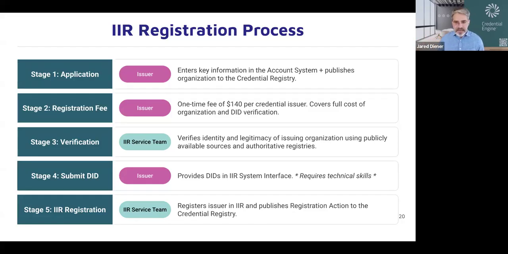And I'd also like to mention that state agencies, systems, or authoritative bodies may apply for the IIR as trusted third parties. Trusted third parties may submit organization records in bulk on behalf of issuers that they oversee or that are under their jurisdiction. So if your organization is intending to apply as a trusted third party to the IIR, then we encourage you to go ahead and reach out to Credential Engine as you're starting the registration process.